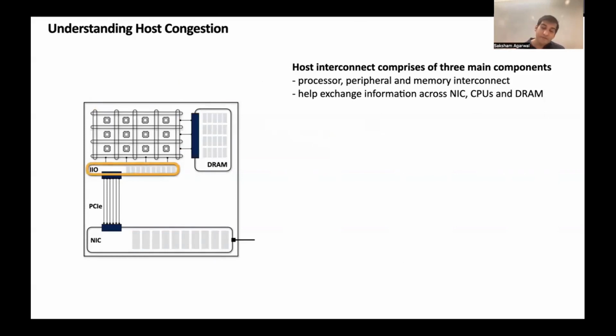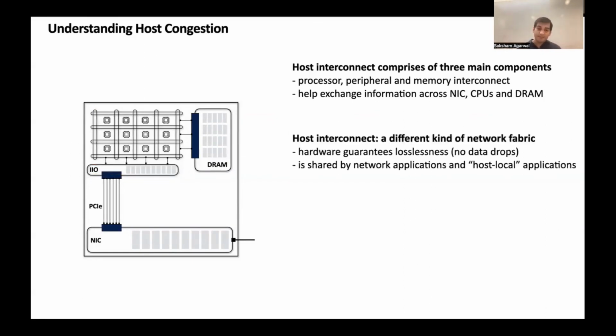Importantly, the peripheral interconnect connects to the processor and memory interconnect using an integrated I/O controller known as the IIO. Now, the host interconnect has two interesting properties. First, the hardware guarantees lossless data transfer using a hop-by-hop credit-based mechanism. In particular, each of the processor, memory, and the peripheral interconnect implements a credit-based flow control mechanism to ensure losslessness. And as we will see, the problem of host congestion happens due to poor interaction between these three flow control loops.